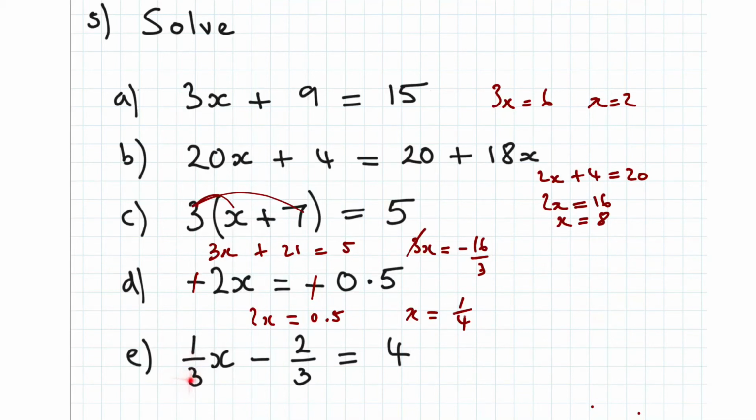Question E, the worst one on this page for a lot of you. There's a 3 here. I need to multiply everything by 3 to make this 3 go away, and that's convenient because that's got a 3 as well, so that 3 will also go away. Times by 3, times by 3, times by 3. Let's multiply everything by 3 and see what happens. X minus 2 equals 12. That's what happens when you multiply everything by 3, and then add 2 to both sides to give you that.